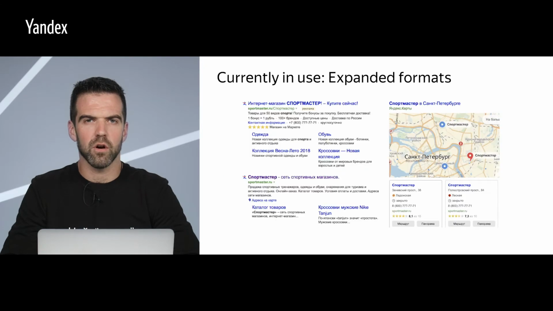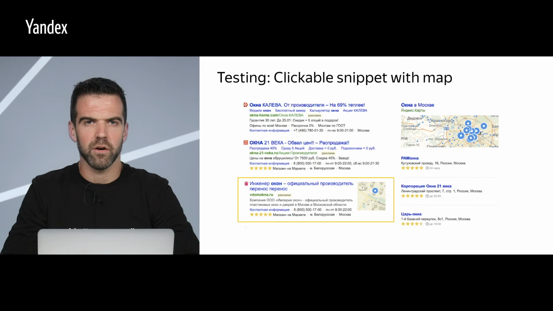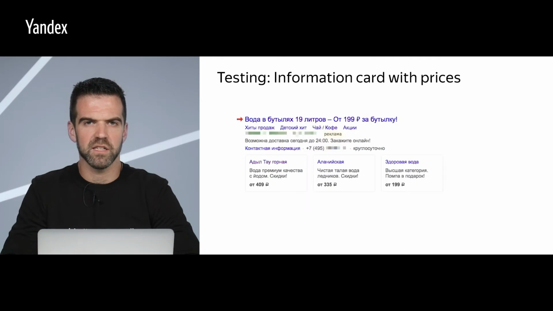One SERP layout already in use is expanded formats. Remember that you can add descriptions for your site links when editing your ads. One SERP layout that we are currently testing includes a map showing locations of the advertiser's branches or office. Another layout places ads in the middle of the organic search results. And yet another displays information cards with actual product prices.